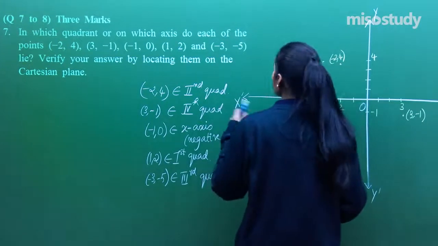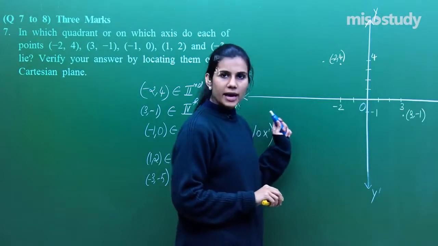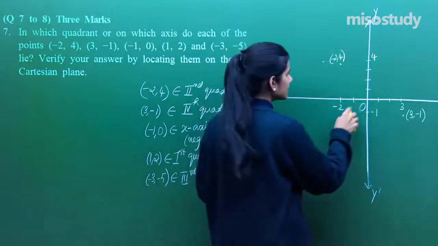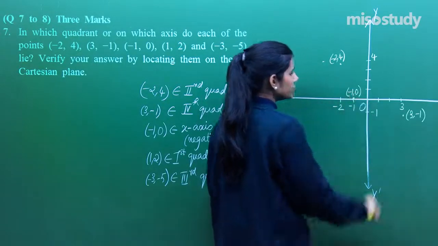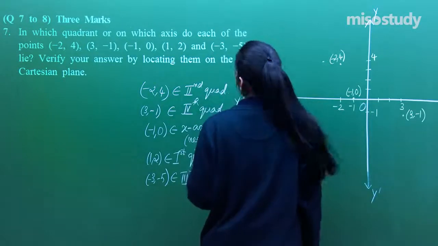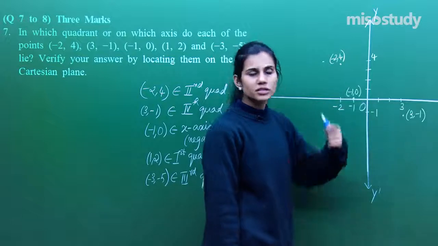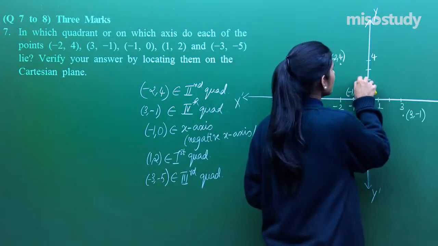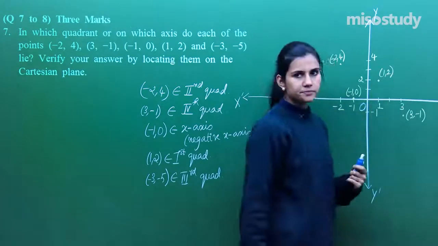Then you have -1, 0. The point is going to lie somewhere on the x axis, where -1, 0 means move 1 unit along the negative x axis. This is -1, 0. Next you have 1, 2. Move 1 unit along positive x axis and 2 units along positive y axis. This point here is 1, 2.